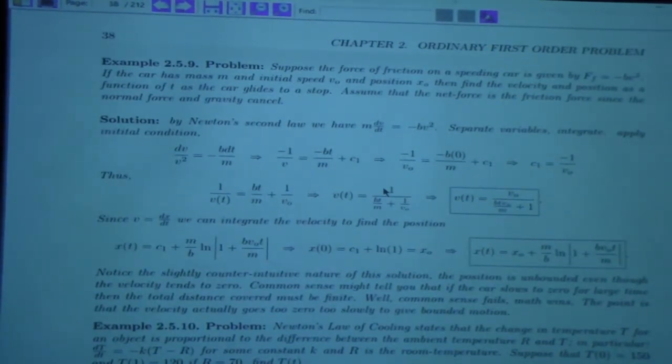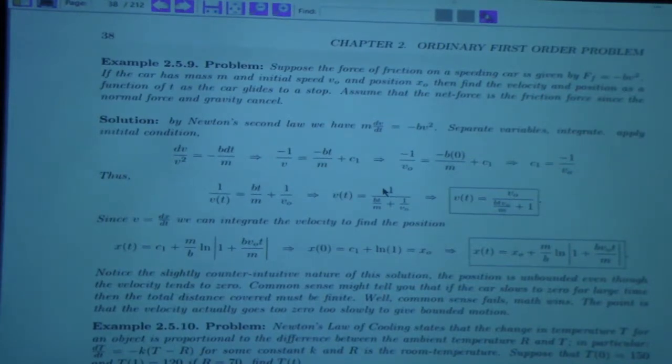So first I solve for v. Separate, integrate, solve for v. Now I have to plug in my constant. I have to rewrite in terms of the given initial condition. So I plug in t equals 0. That gives me that c1 is minus 1 over v naught. So my constant is minus 1 over v naught. Then I do a little algebra to solve for v of t cleanly. So there's my velocity as a function of time. It's the initial velocity, v naught, divided by 1 plus b t v naught over m. What happens as t goes to infinity?